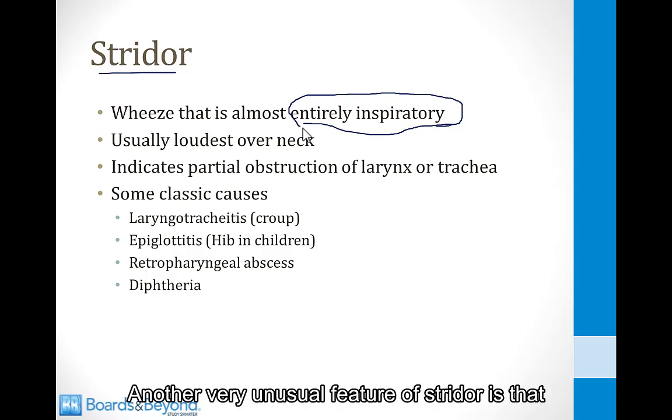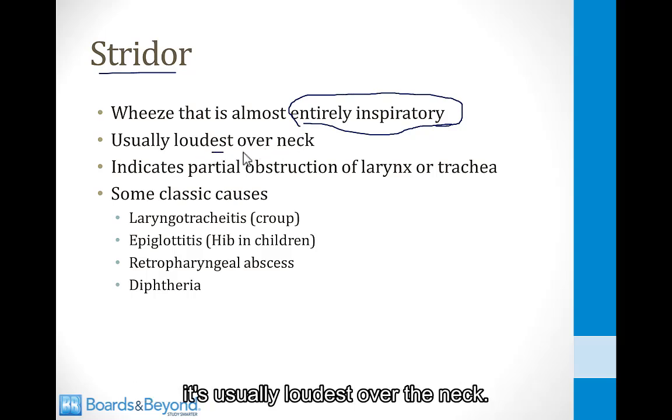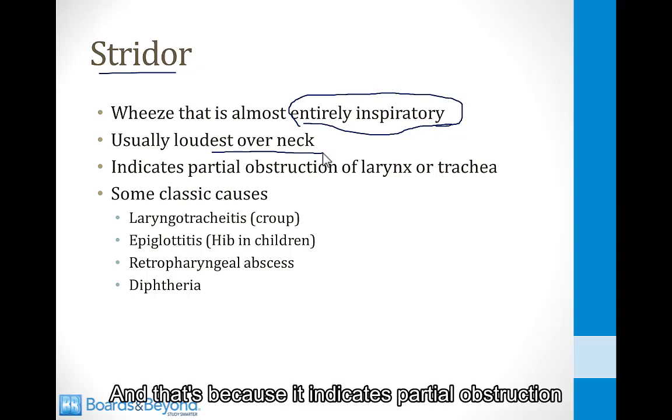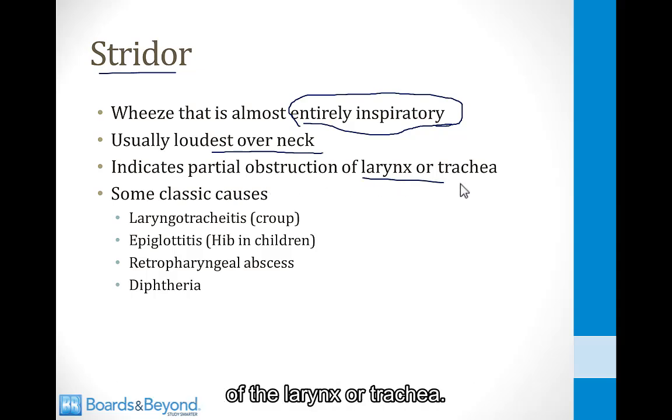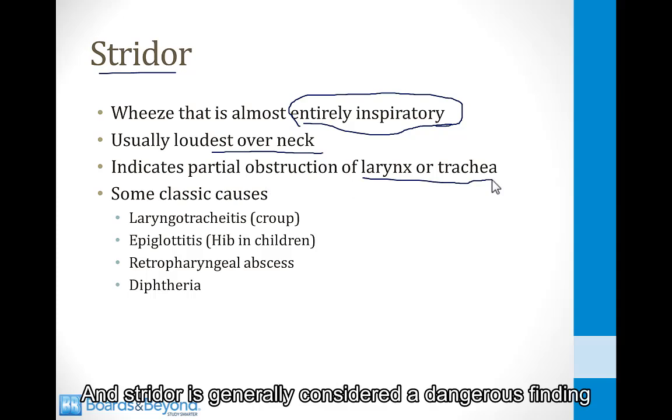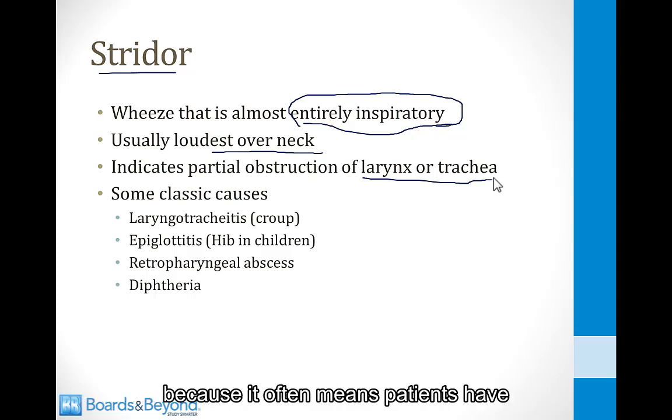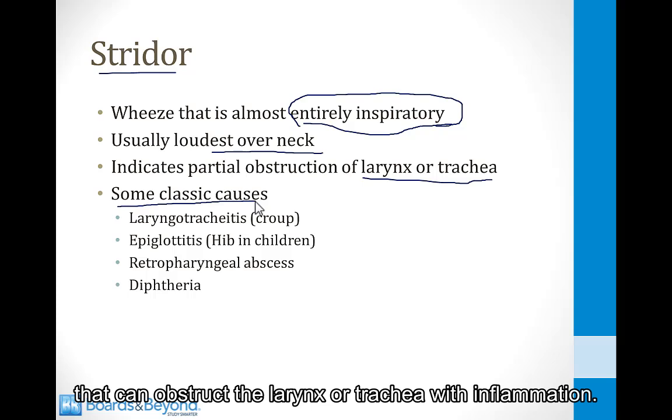Another very unusual feature of stridor is that it's usually loudest over the neck, and that's because it indicates partial obstruction of the larynx or trachea. And stridor is generally considered a dangerous finding because it often means patients have impending respiratory dysfunction from blockage of their larynx or trachea. So some classic causes are all things that can obstruct the larynx or trachea with inflammation.